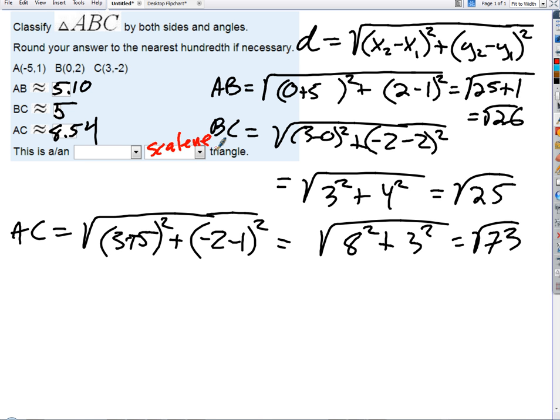What are our options? Could be acute, could be obtuse, or what's in between the two? Right. Could be right. Okay. How do we know which one it is? Any suggestions how we could figure it out?